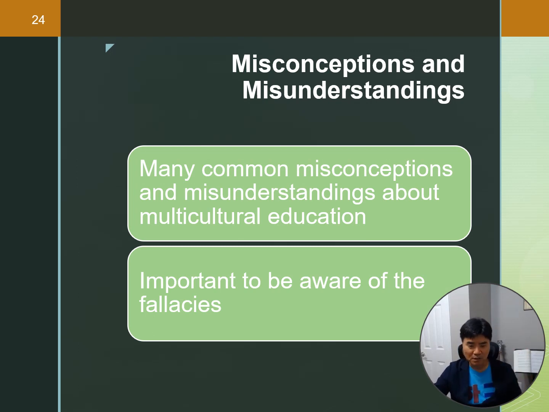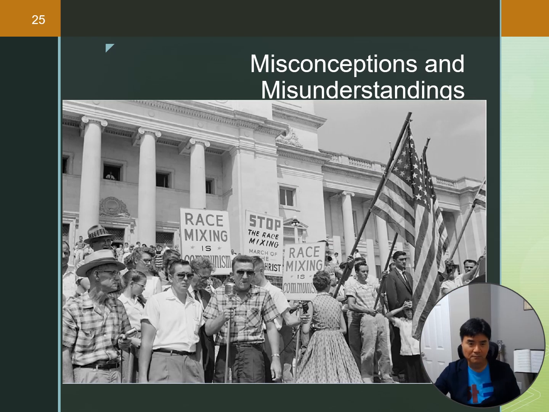Misconceptions. Finally, we're almost done. Misunderstandings. Many common misconceptions and misunderstandings are about multicultural education. Yes, we have. Important to be aware of the fallacies, the not correct information. So, we need to think about it. For example, the infamous Carlisle Indian Industrial School houses Apache children torn from their families and forced to give up their culture in order to become more white. A multicultural education teaches that children should learn pride in their culture.